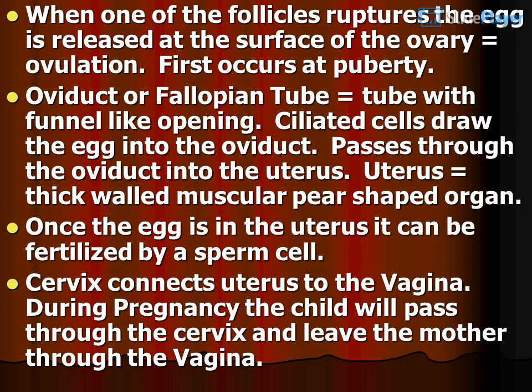Oviduct or fallopian tube equals tube with funnel-like opening. Ciliated cells draw the egg into the oviduct. It passes through the oviduct into the uterus. Uterus equals thick-walled muscular pear-shaped organ. Once the egg is in the uterus, it can be fertilized by a sperm cell. Cervix connects uterus to the vagina. During pregnancy, the child will pass through the cervix and leave the mother through the vagina.